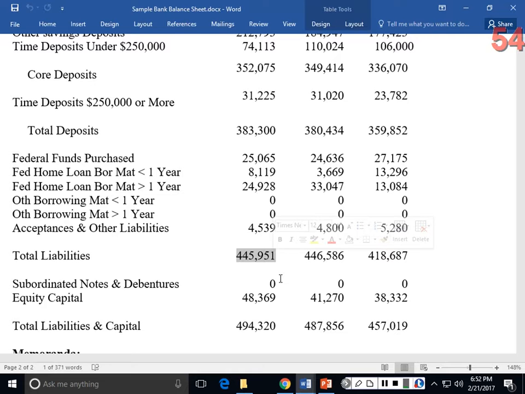So this would be considered the new capital, this is the old capital. Yeah, that's all you're going to do. Take the new minus the old, so that minus that divided by that.